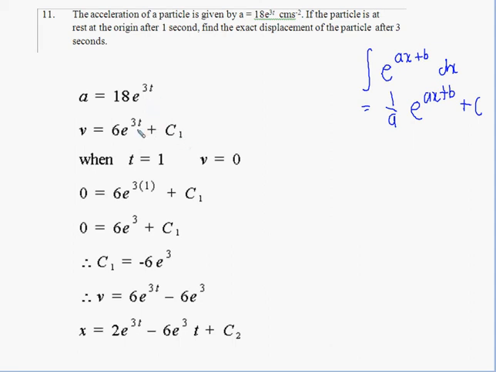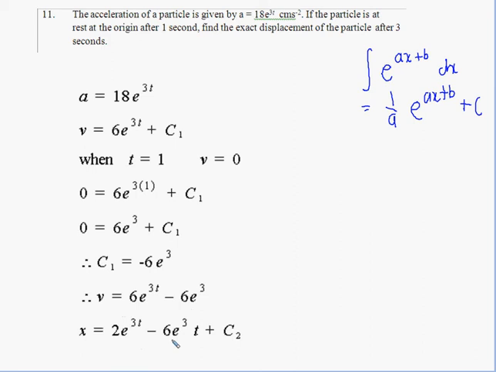So we integrate using the rules and then find our constants by the data: at rest after 1 second, at the origin after 1 second. So when t was 1, velocity was 0. So we sub that in, we find that c1 would be minus 6e to the power of 3. So integrate again. So there's our velocity statement.